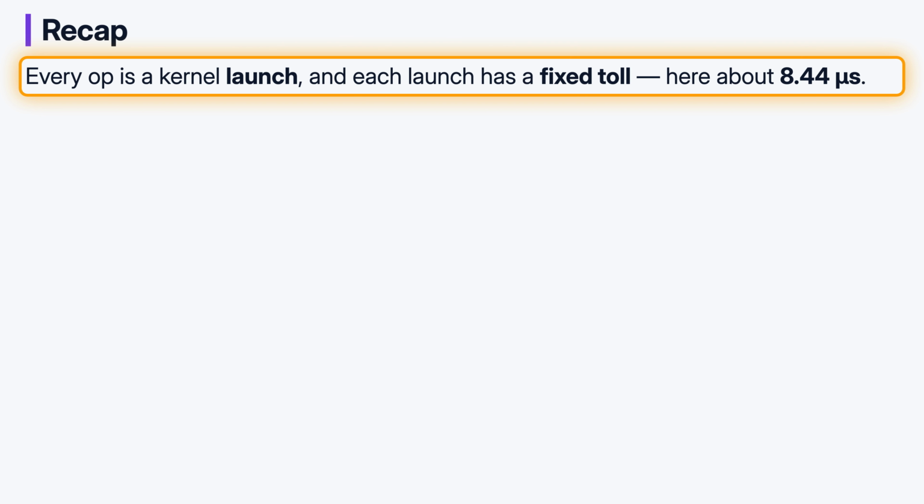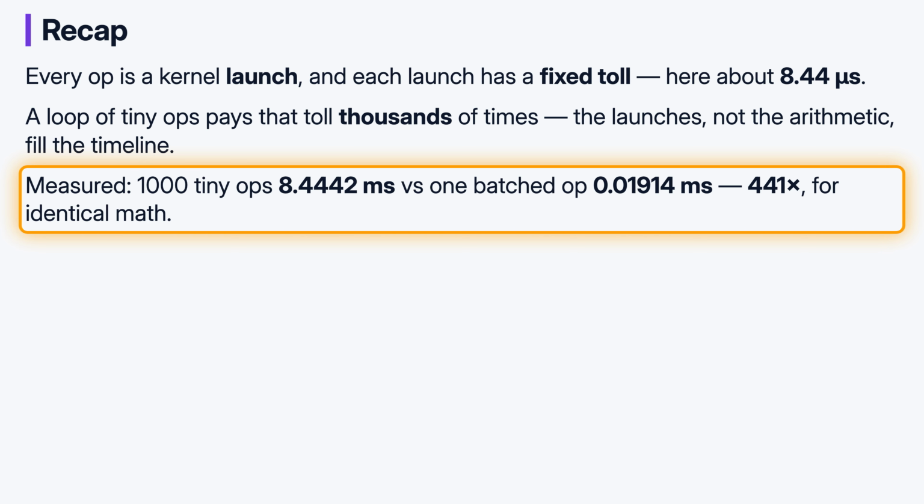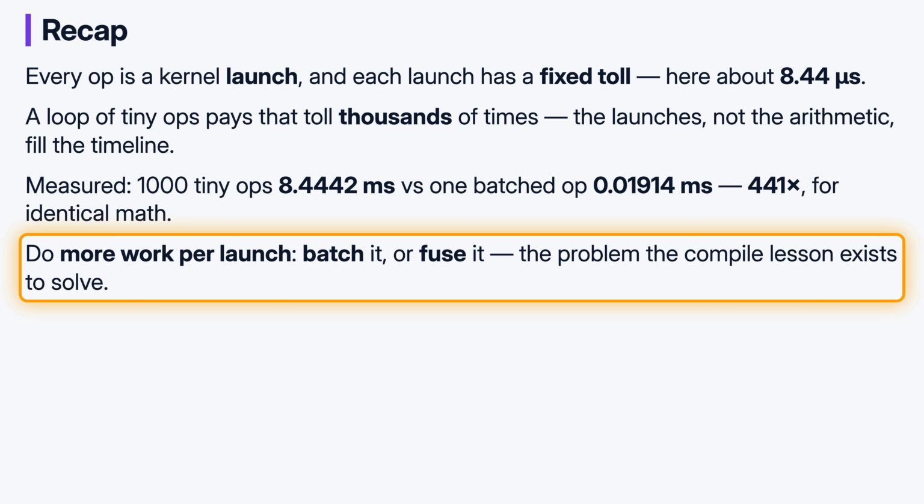Every op is a kernel launch. Each launch has a fixed toll. Here it was about 8.44 microseconds. A loop of tiny ops pays that toll thousands of times. The launches fill the timeline, not the arithmetic. Measured, 1,000 tiny ops took 8.44 milliseconds. One batched op took 0.019 milliseconds. That is 441 times, for identical math. The fix is to do more work per launch. Batch it or fuse it. That is the problem the compile lesson exists to solve.